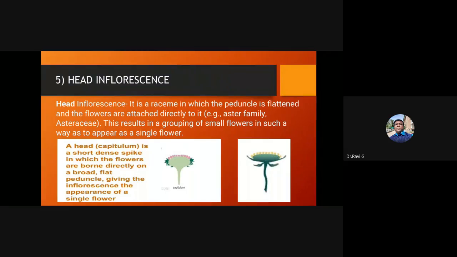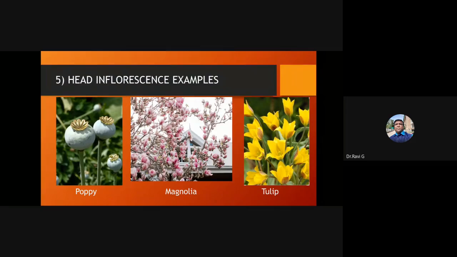Head inflorescence is a raceme in which the peduncle is flattened and the flowers are attached directly to it. Example, aster family, Asteraceae. This results in grouping of small flowers in such a way as to appear as a single flower. The head is a short dense spike in which the flowers are borne directly on a broad flat peduncle, giving the inflorescence the appearance of a single flower. The structure is shown. A few examples are poppy, magnolia, and tulip.